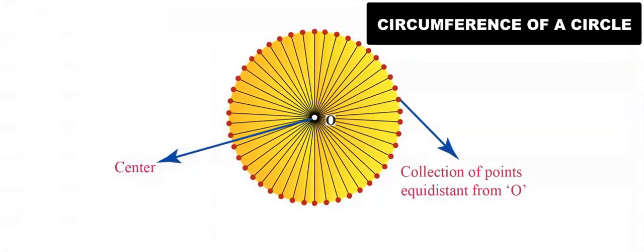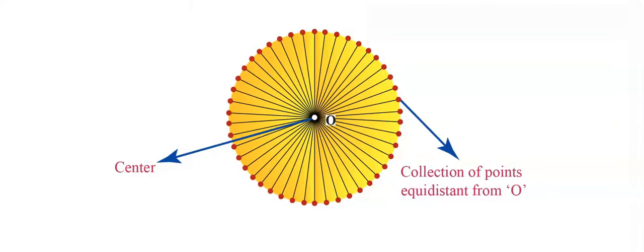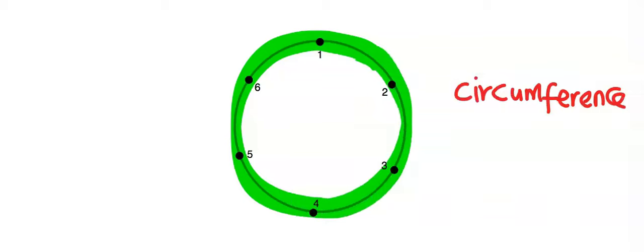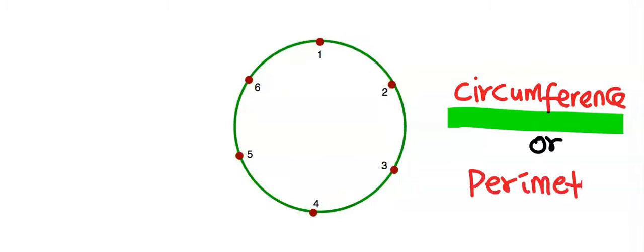A circle consists of points equidistant from the center. The circular path that joins these points together is simply known as the circumference of the circle. Another name for the circumference of a circle is perimeter.